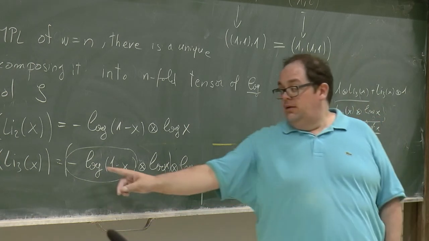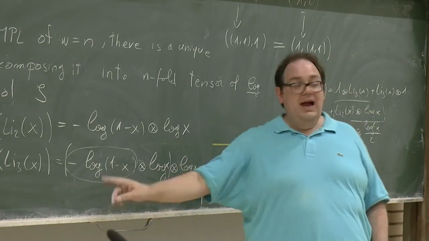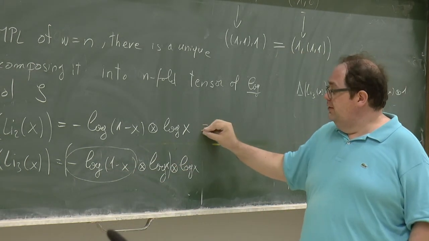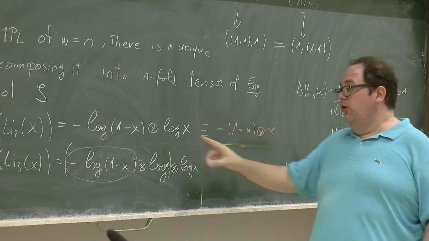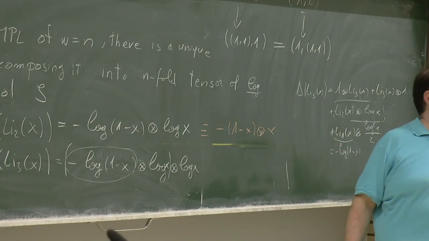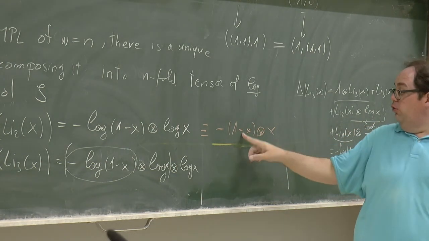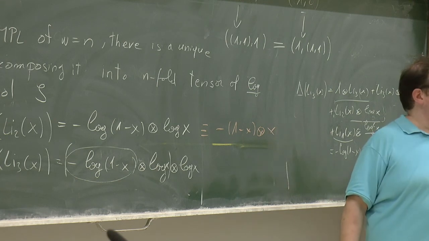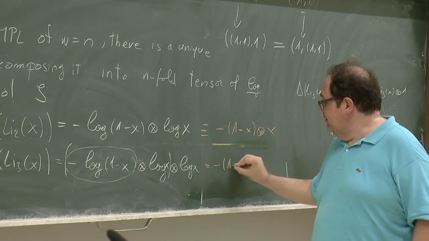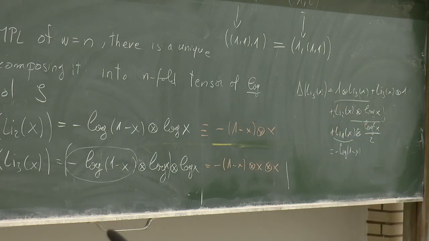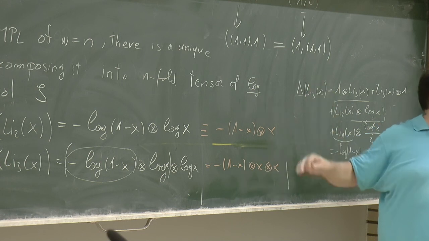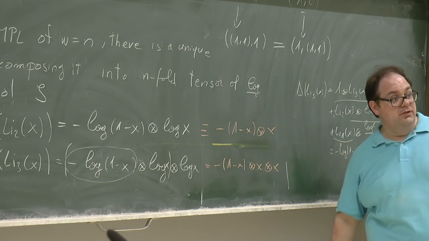Conventionally, everything is a log now. So this is usually written minus 1 minus x tensor x. You just drop all the log signs because they're kind of redundant. But it's always understood that this means log 1 minus x tensor log x. This would be minus this, and so on. So when people talk about symbols, that's what it is. It's just the maximal decomposition of these functions.